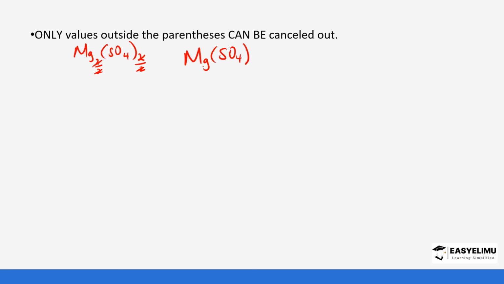The moment you see it like this and there is no value outside the bracket, you do not have to put the bracket. So our answer becomes MgSO4. We do not put the bracket when we only have one polyatomic or the value here is 1. We never put brackets. So that becomes our answer.